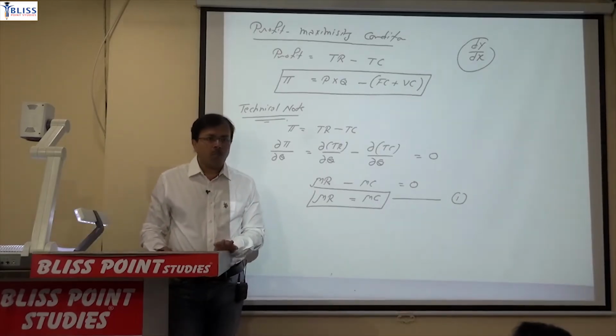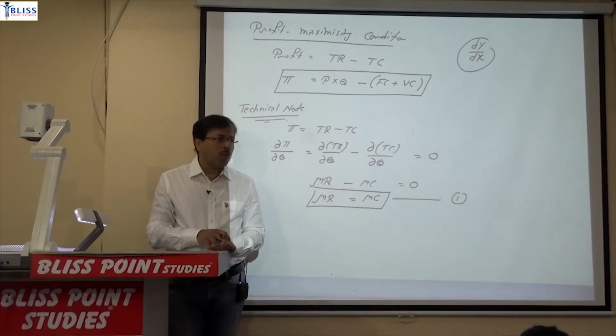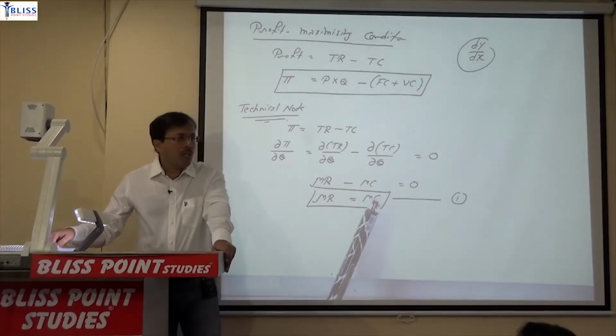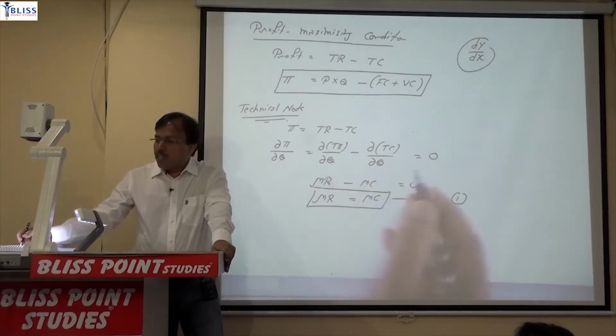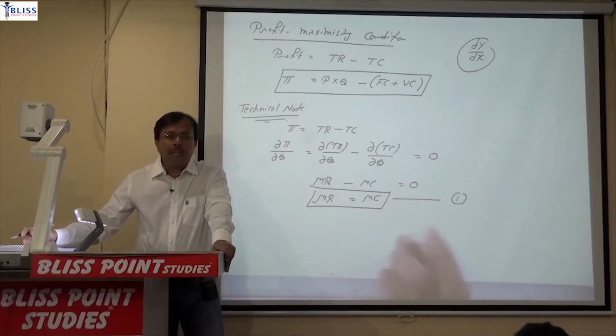MR must be equal to MC, and that condition will remain same in competition, in monopoly, in monopolistic, in oligopoly. In any form of market, whenever you have to find profit maximizing quantity, you have to simply equate marginal revenue with marginal cost. Clear? First differentiation you have equated to 0, but second differentiation should be negative.